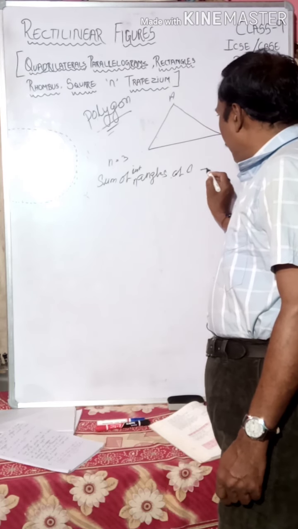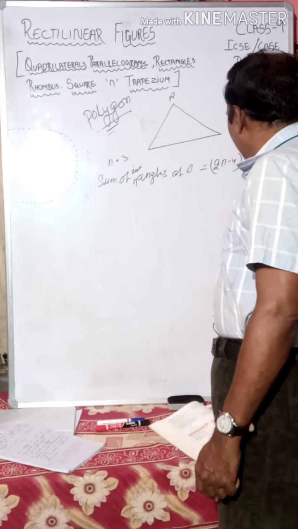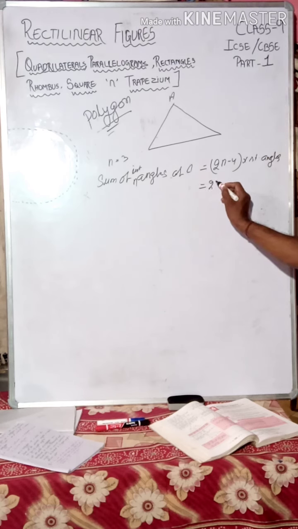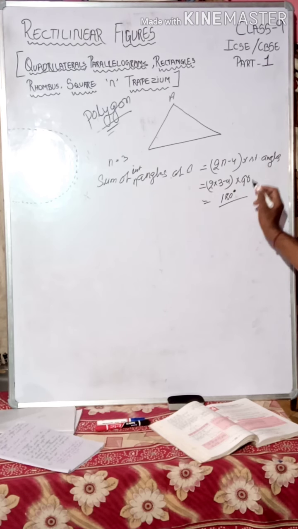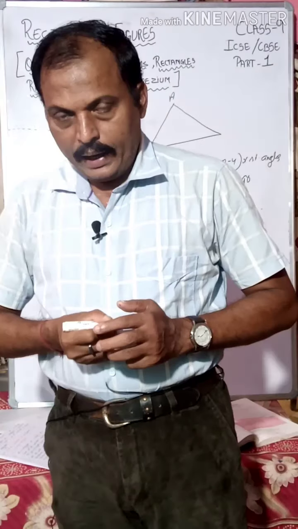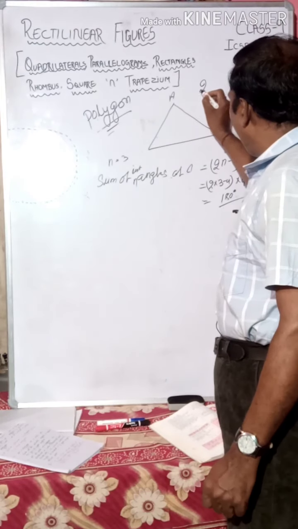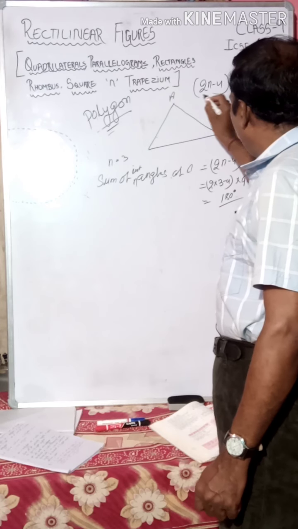of a triangle is equal to, there is a formula, (2n minus 4) into right angle. Right angle means 90 degrees. That is equal to (2 into 3 minus 4) into 90, that is 6 minus 4, 2 into 90, 180 degrees. So the sum of the angles of a triangle is 180 degrees by the formula (2n minus 4) into right angle, 90 degrees.